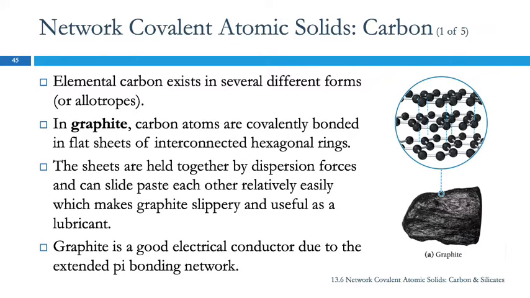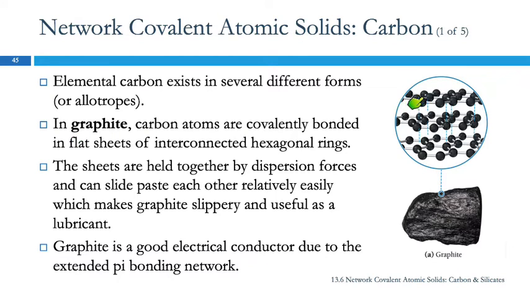So, network covalent atomic solids. Carbon is a really important one. There are several different forms of elemental carbon, called allotropes. One of them is graphite. That's what's in your pencil lead, right?